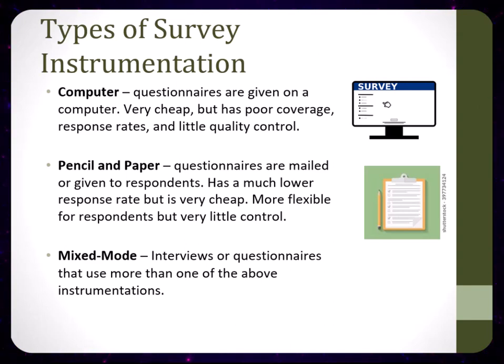So for example, in a computer survey, a questionnaire is sent out via email or there's a link posted, and it is very cheap. We can send it to 1,000 people really easily, but it has poor coverage, response rates, and little quality control.